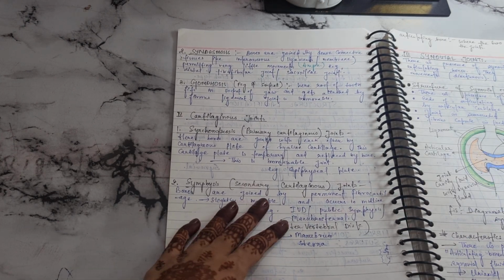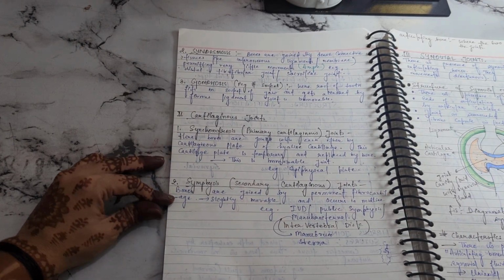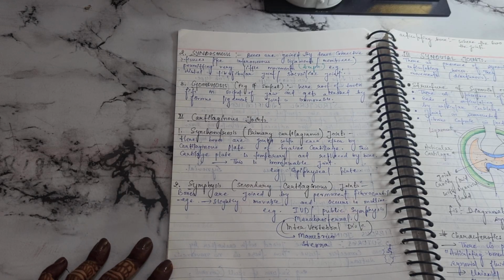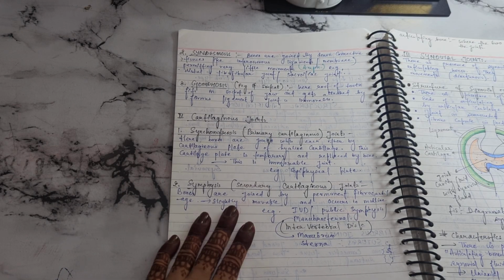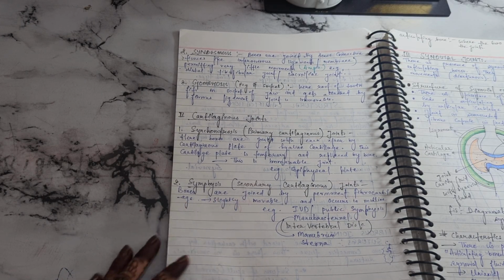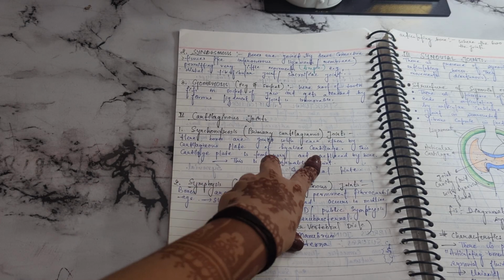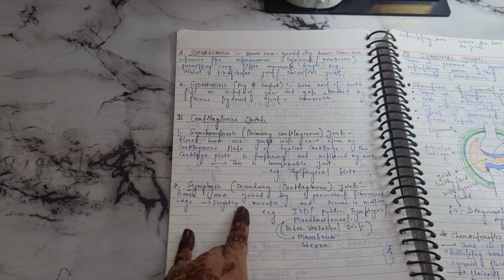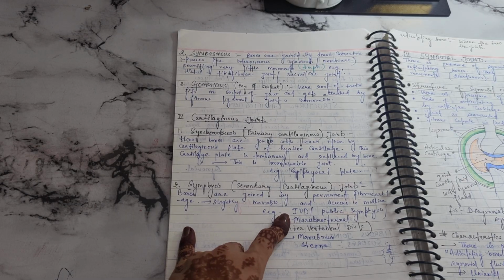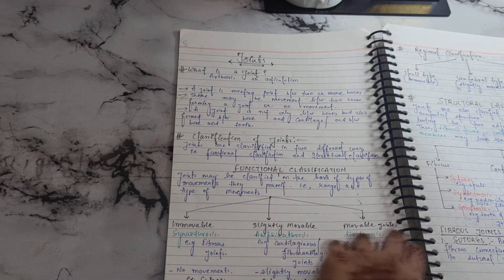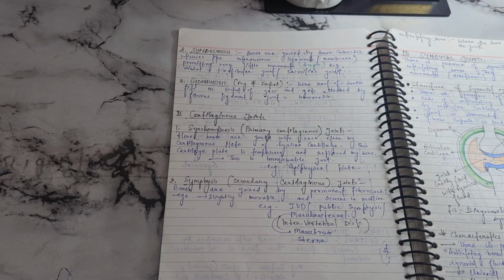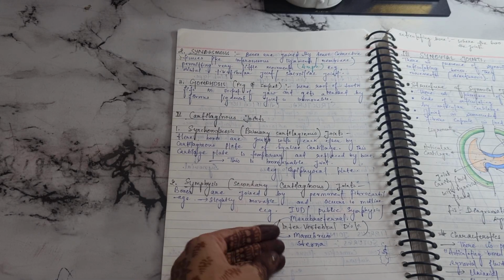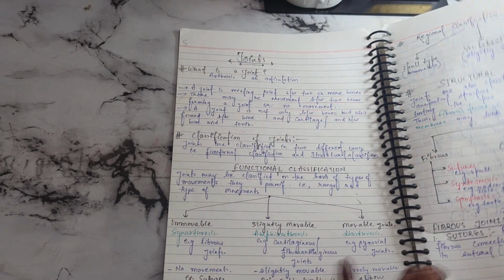Next is symphysis, or secondary cartilaginous joint. Synchondrosis and symphysis are the two types inside the cartilaginous joint. In the secondary cartilaginous joint, the bones are joined by fibrocartilage. There is hyaline cartilage in one and fibrocartilage in the other. These are slightly movable, like the intervertebral disc and the manubriosternal joint, as we studied in the slightly movable joints.